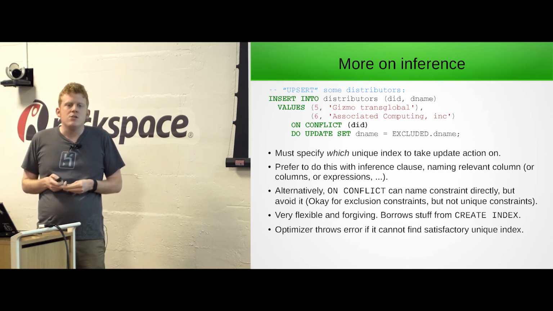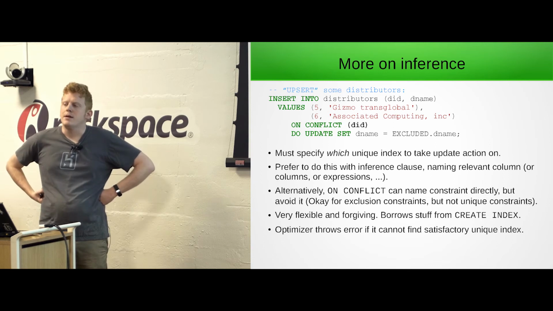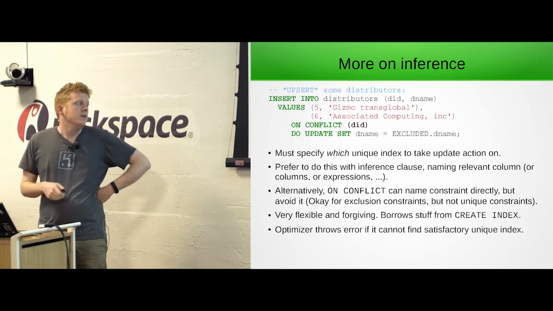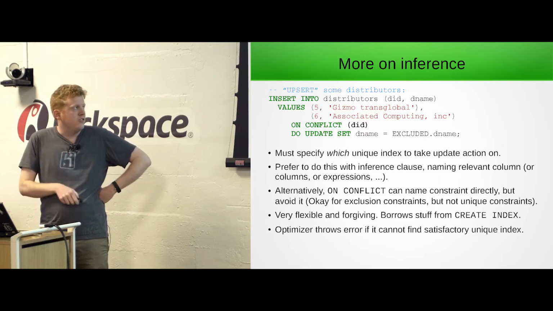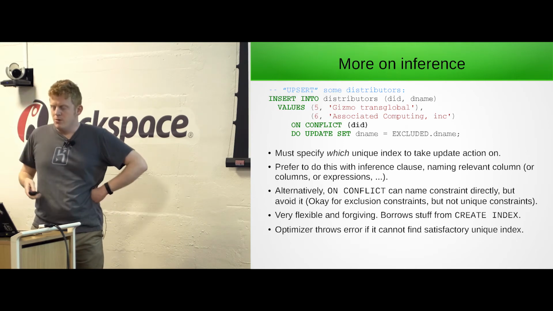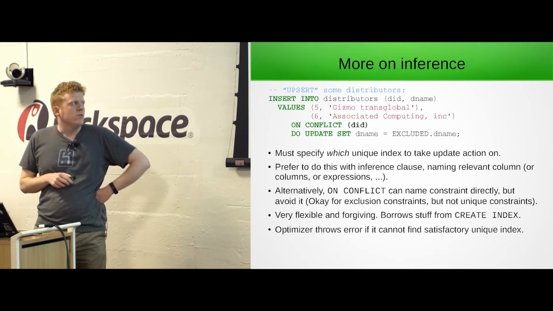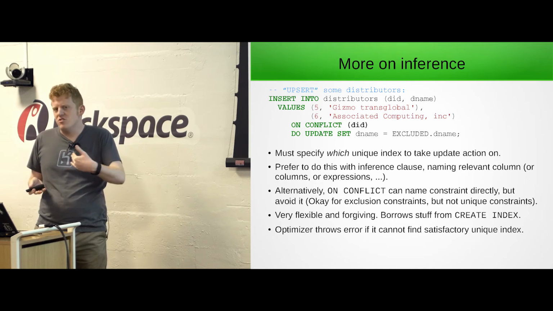Now you can name a constraint directly, but I discourage the practice. It's only really useful where you can't use the inference specification, i.e. with exclusion constraints that don't accept that. So you could use an alternative syntax, which is on conflict on constraint name. I haven't shown it here because I discourage people from using that, but you should be aware it's there. So this will figure out one or more of what I call an arbiter index, which is the index that arbitrates whether or not this alternative path is taken.